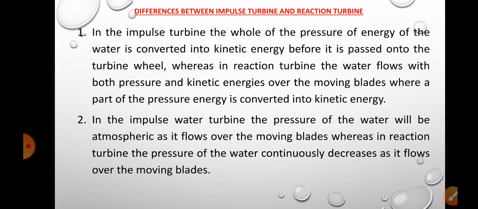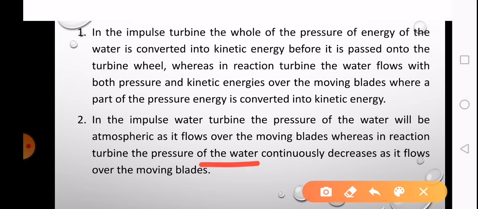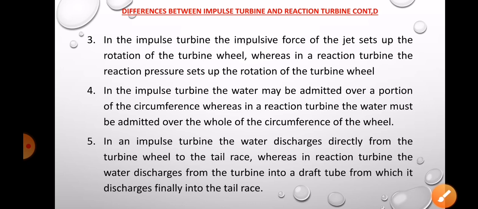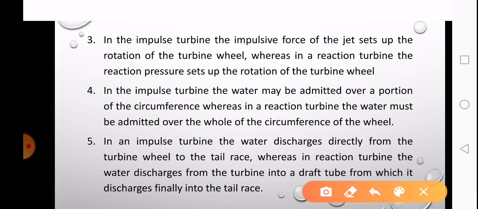Then in an impulse turbine, the pressure of the water will be the same, that is the atmospheric pressure. But in case of a reaction turbine, the pressure continuously decreases as the water moves over the blades. That is what is mentioned here. The pressure decreases as the water flows over the moving blades. Then in an impulse turbine, the impulsive force sets up the rotation of the turbine wheel, whereas in a reaction turbine, it is a combination of the impulsive force and the reactive force which rotates the turbine wheel.